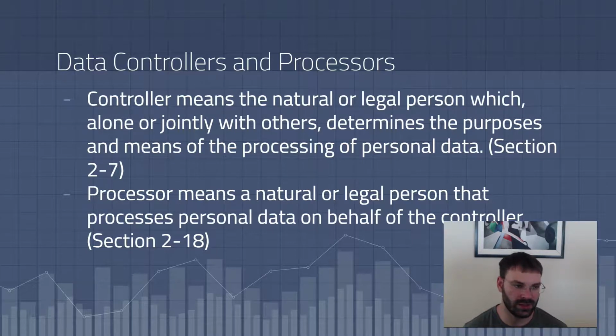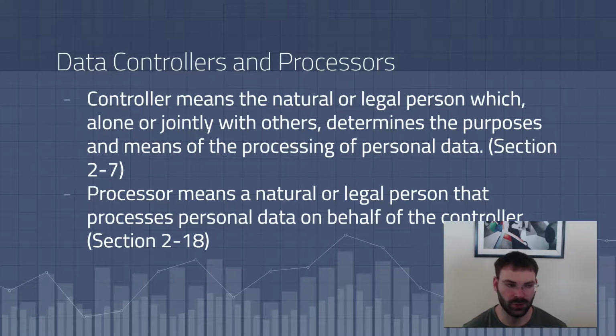However, it's very important to understand the difference between data collectors and processors in the context of the WPA. A controller means, quote, the natural or legal person which, alone or jointly with others, determines the purposes and means of the processing of personal data. And a processor, in contrast, is, quote, a natural or legal person that processes personal data on behalf of the controller. So an organization may collect data and then determine what they want to do with that. And that would be the data controller.